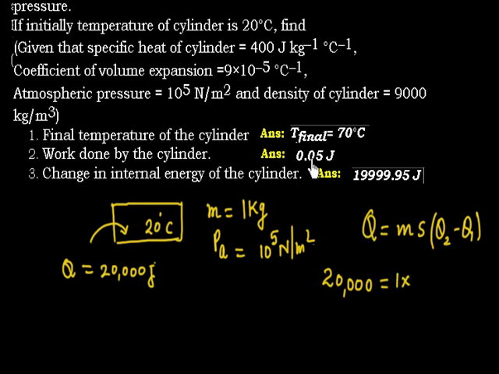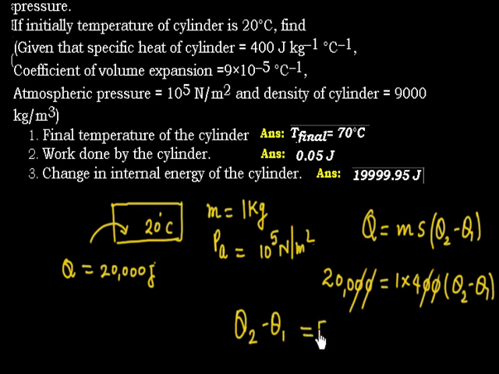And a specific heat capacity is also given to you. So the specific heat capacity of the cylinder is 400 joule per kg per degree centigrade, that is the SI unit. So you have 400. So what is the value of theta 2 minus theta 1? So if you see here, this zeros and this zeros go, and you divide by 4, so this is 50. So I have theta 2 minus theta 1, this is 50 degrees centigrade.